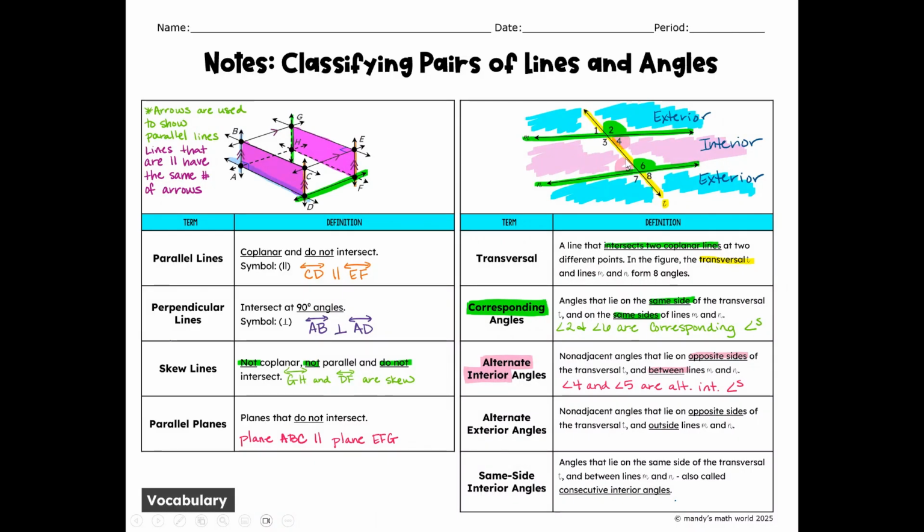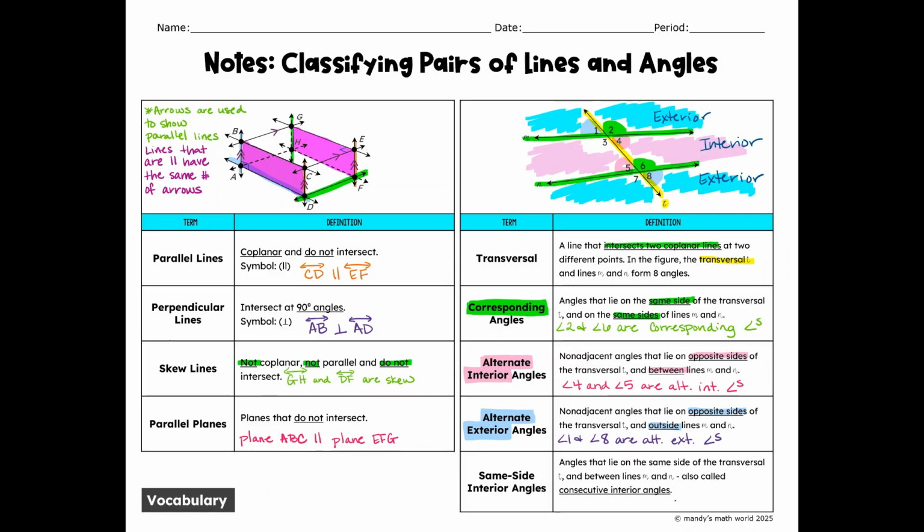Angle 4 and angle 5 are alternate interior angles. They're on the inside, in between those two lines along the transversal, but they're on opposite sides of the transversal, okay? That's why they're called alternate. So what do you think alternate exterior angles are? Alternate exterior angles are non-adjacent angles, so they're not right next to one another, that lie on opposite sides of the transversal and outside lines M and N.